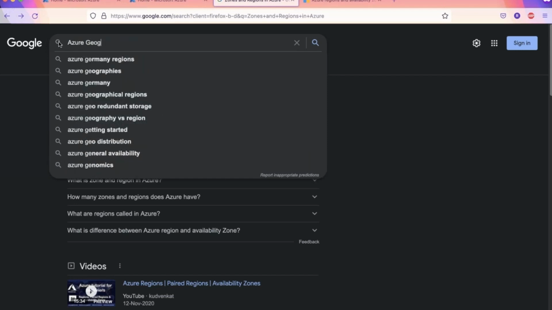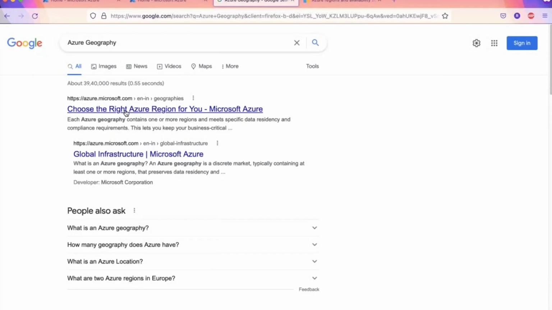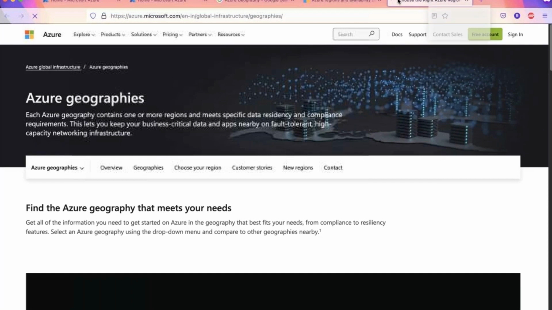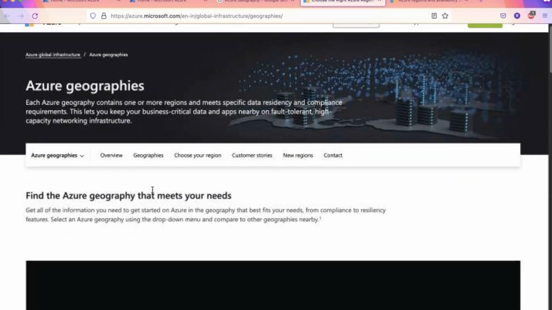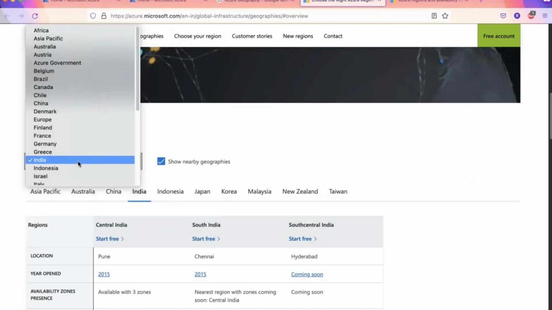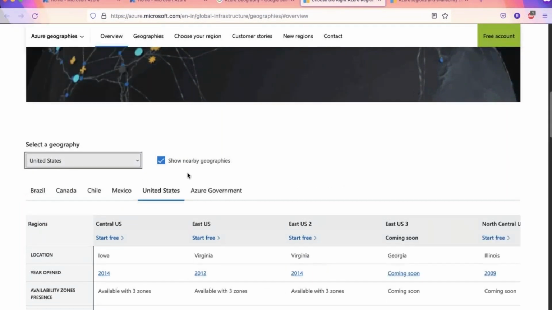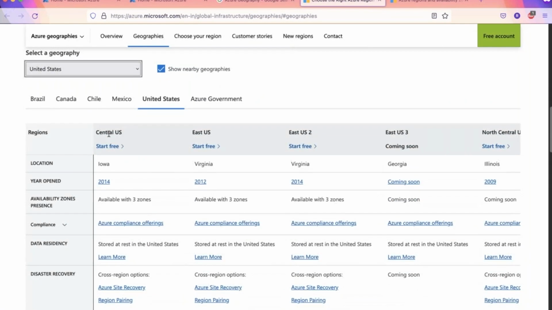I'm hoping that I have shown you this page. This is the page, right? So first we have the geography. If I go for the geography of the United States, these are the regions: Central US, East US 2. Now, can you see Central US is available with three zones? That means there are three physical data centers. And in East US 3, there is no physical data center.